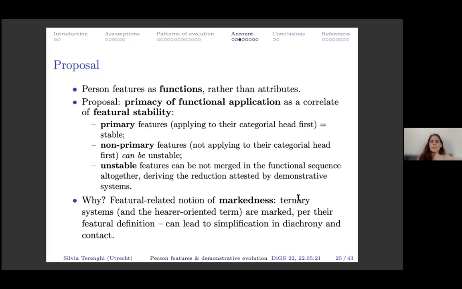Concretely, primary features, those that apply to the pi head first, are stable, whereas non-primary features, all those that apply later on, can be unstable. And unstable features are those that can be dropped from the functional sequence altogether, which derives the reductions attested by demonstrative systems, for instance. And to elaborate on this, I will consider some markedness issues that are derivable from the featural definitions that we've seen, and that single out both ternary systems and specifically the hero-related domain as marked, possibly allowing for their loss in diachrony and in contact alike.